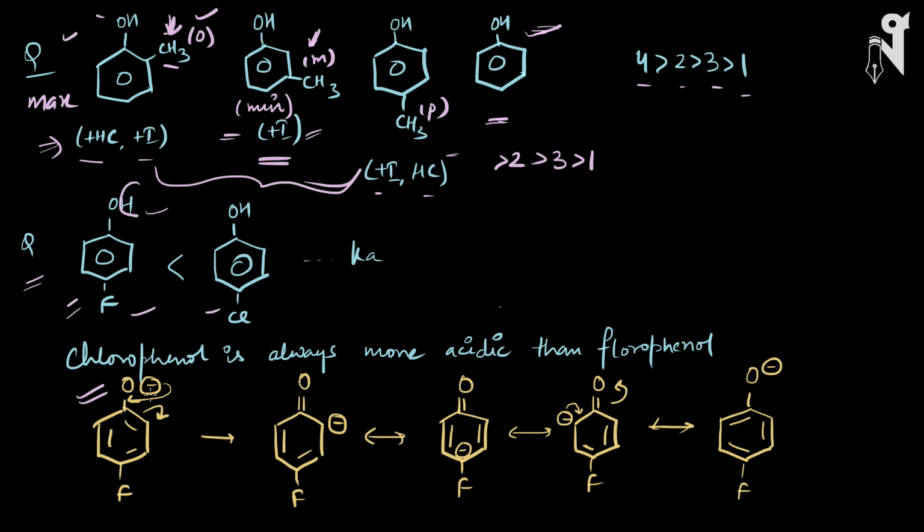So this negative charge is getting distributed in the benzene ring, and there are 5 resonating structures which are forming. This is the first structure, then second, then third, then fourth, then fifth. And fluorine is definitely showing its inductive effect by pulling the electron density towards itself. The inductive effect of fluorine is minus I, so it will pull the electron density towards itself, overall making this O minus lesser negative.